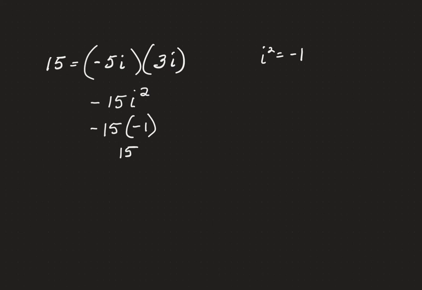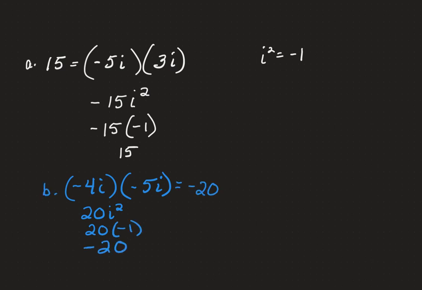Let's do another one. Let's do negative 4i times negative 5i. So negative 4 times a negative 5 will give us a positive 20, and i times i is i squared. i squared is equal to negative 1, so this is 20 times negative 1, or negative 20. I have started lettering my examples because I'm putting a good bit on this page.